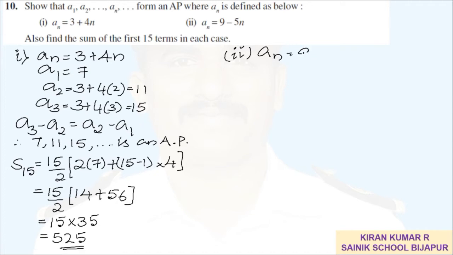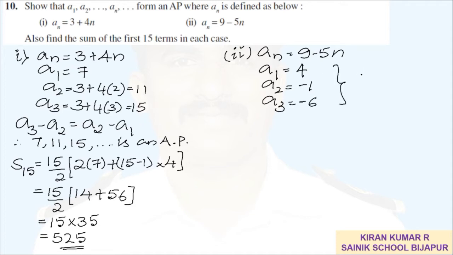An equal to 9 minus 5n. A1 will be the first term. It will be 9 minus 5, nothing but 4. A2 will be the second term, which will be 9 minus 10, minus 1. A3 will be 9 minus 15. It will be negative 6.